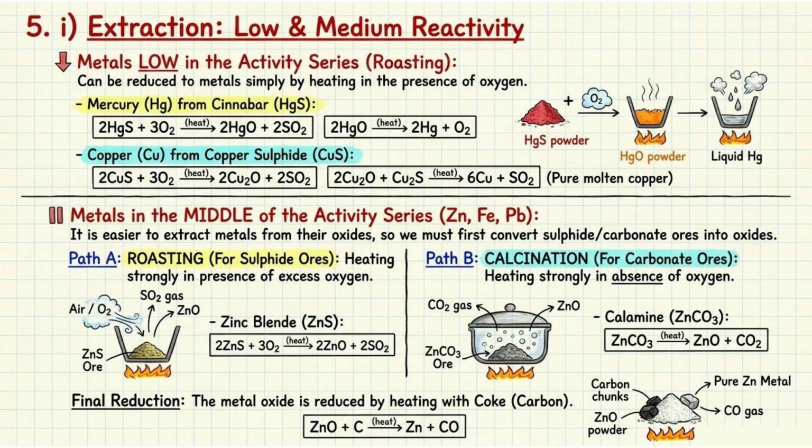Path B is for carbonate ores, and we use a process called calcination, heating strongly in the absence of oxygen. For calamine ore, ZnCO3 plus heat breaks down into ZnO, zinc oxide, plus carbon dioxide, CO2. So whether we use path A or path B, we now have zinc oxide. The final step is reduction. We mix the oxide with coke, which is just carbon, and heat it. ZnO + carbon, C, yields pure zinc metal, Zn, plus carbon monoxide, CO. The carbon just steals the oxygen away.